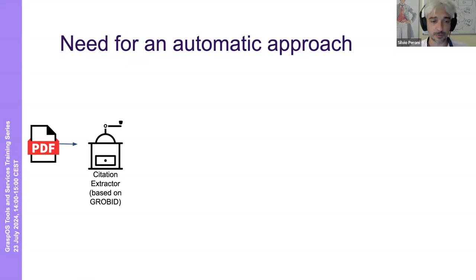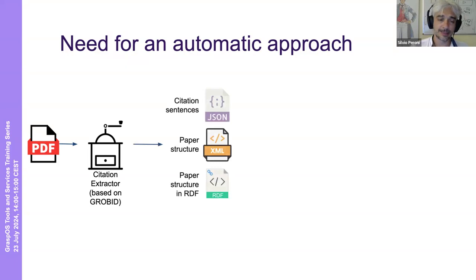The PDF is processed by a tool that is a citation extractor, which is based on GROBID. That tool provides in output three different sets of files: a JSON file with the citation sentences, that is, the citation context that contains only the sentence that includes the in-text reference pointer referring to a certain citation. Then an XML file, a TEI file actually, containing the structure of the paper as extracted from the PDF.